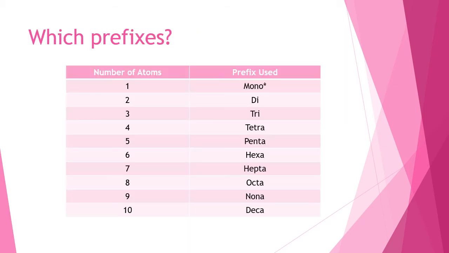The prefixes that you should be familiar with are those for numbers 1 through 10. Prefixes that we will use might be familiar to you from everyday speech and other instances where you've run across numbered prefixes. If there is one of the atom present, then the prefix mono is used. If there is 2, we use di. 3, tri. 4, tetra. 5, penta. 6, hexa. 7, hepta. 8, octa. 9, nona. And 10, deca. There are additional prefixes for larger numbers, but we will not deal with them in this course.